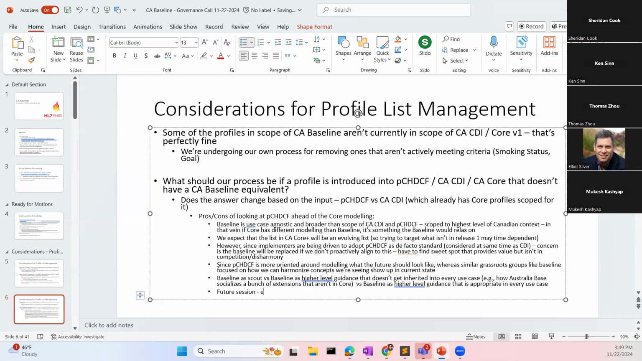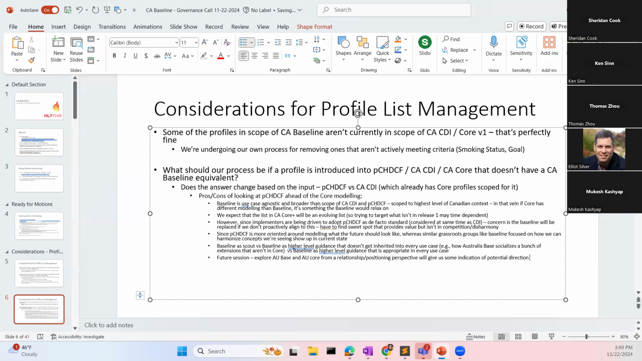I think looking at the Australian example, not necessarily looking at the technical content, but more how they're positioning it and what they're trying to achieve. I think that will give us some indication of the direction that we could be heading. So that would certainly be helpful. I don't know if that's necessary, but not sufficient.